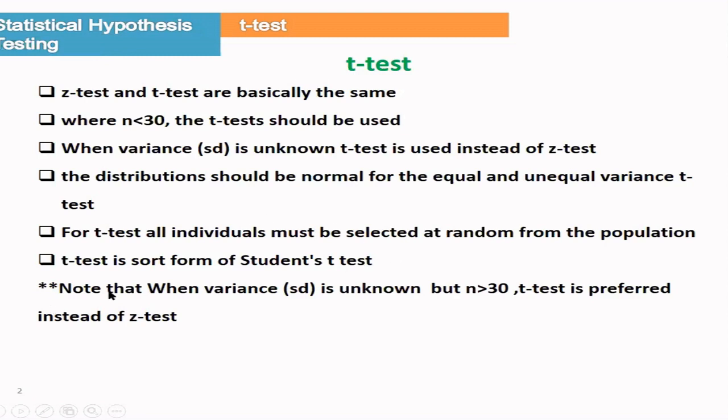It is also important to note that when the variance is unknown in the population, even with a sample size of more than 30, we have to prefer the t-test instead of the z-test, because for the z-test, one of the most important criteria is that we should know the variance of the population. But if it is unknown and the sample size is greater than 30, we can use the t-test.